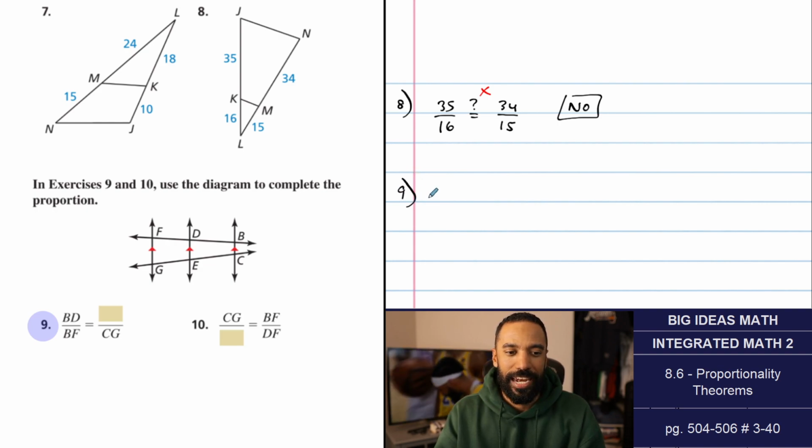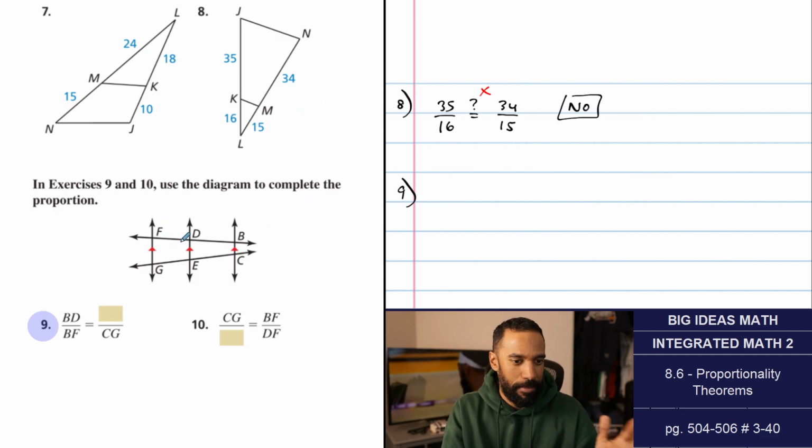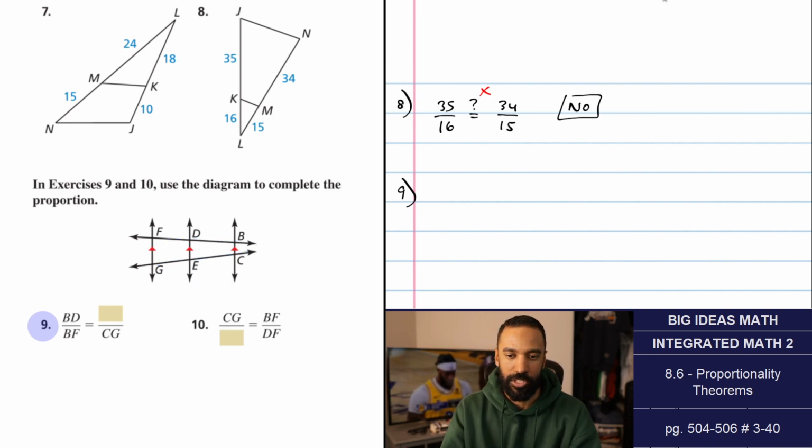Okay, in 9 and 10, use the diagram to complete the proportion. So this is, I forget the name of the thing. I like to call it the side splitter theorem, but three parallel lines cut by two different transversals. You have proportionality within, like this over this equals this over that kind of thing. And so we can build that up. Oh, actually, hold on. They wrote some stuff. That's the whole thing we're doing.